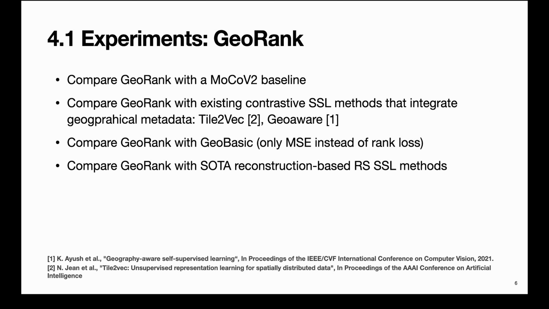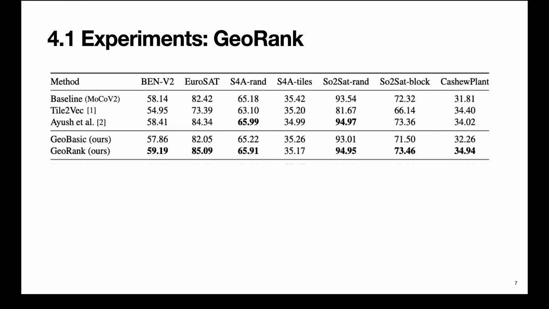In the first experiment, we evaluate GeoRank across all 7 downstream tasks. We compare to a MoCo v2 baseline, to existing contrastive methods that integrate geographical metadata, such as Tile2Vec and GeoAware, to GeoBasic, a variant that replaces our rank-based loss with a simple MSE loss, and to state-of-the-art reconstruction-based remote sensing SSL methods. Here we see the results for the MoCo v2 baseline and the 2 existing contrastive methods that integrate geographical metadata.